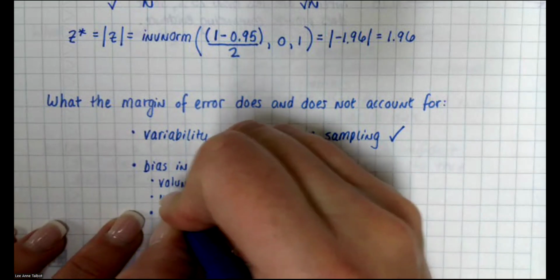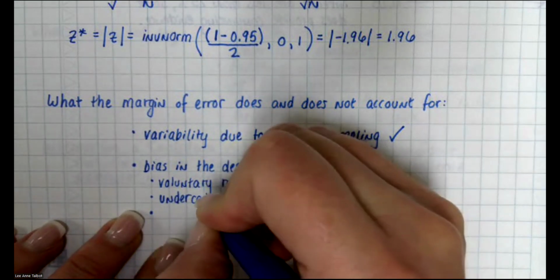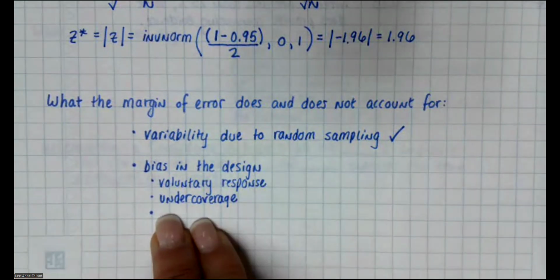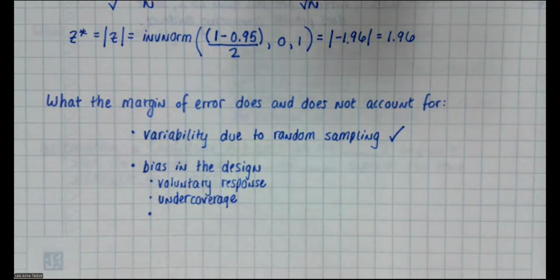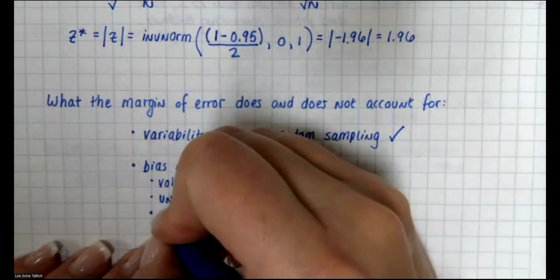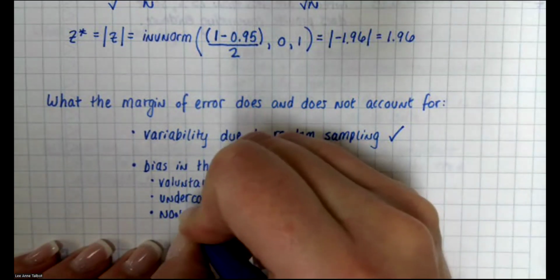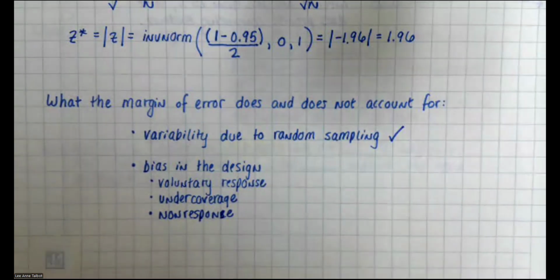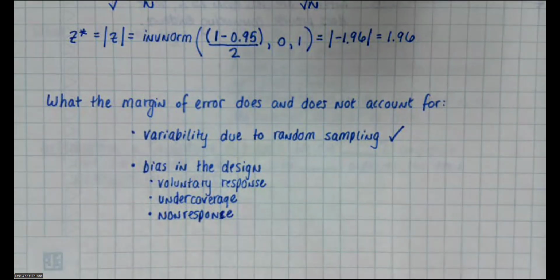Undercoverage. Do you remember what these things are? This means a whole part of the population is not reachable. Non-response. That means that someone was chosen in my random sample, but they chose not to respond, or there was something wrong with their response that couldn't be used.